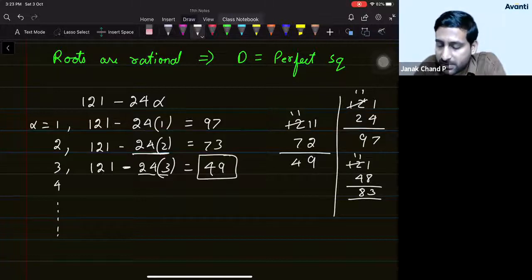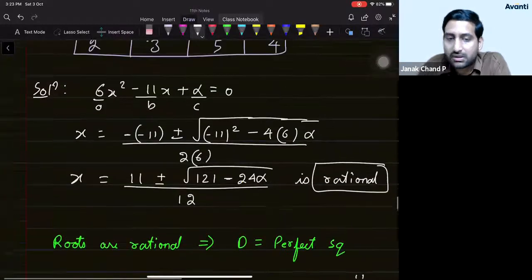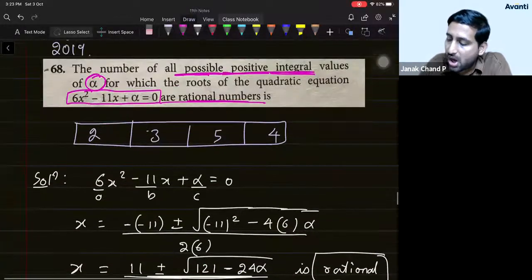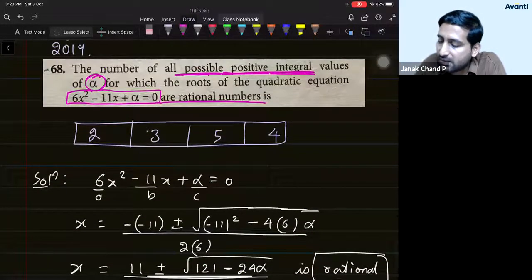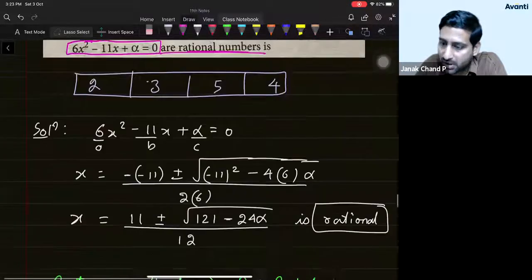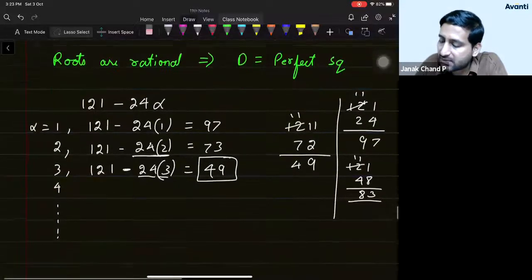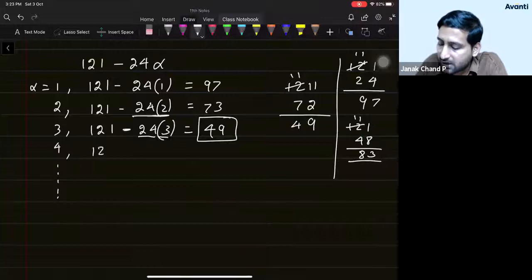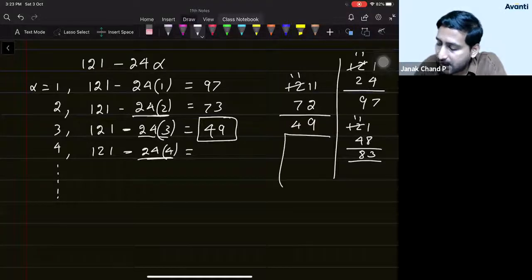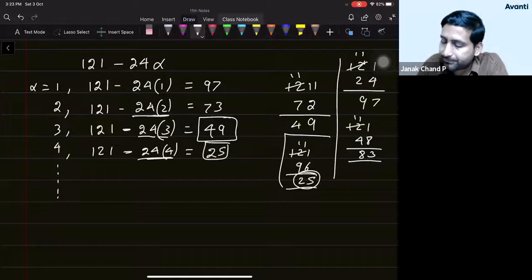Don't stop here, because the question was not to find the number. The question was how many such positive integer values of alpha are possible. Maybe there are some more values after this, so I will check the next value. 24 into 4 is 96. 121 minus 96 is 25. Yes, so this is also a perfect square.